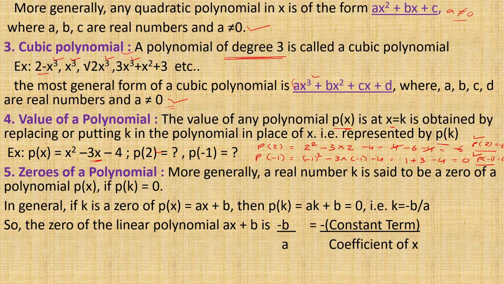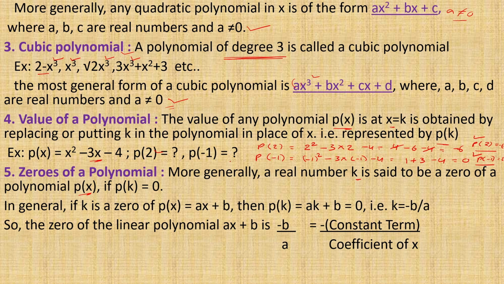Next one is zeros of the polynomial. So what is meant by 0 of the polynomial? More generally, a real number k is said to be 0 of a polynomial p of x if p of k is equal to 0. That means the value of the polynomial at k is equal to 0, then it is called a 0 of a polynomial.